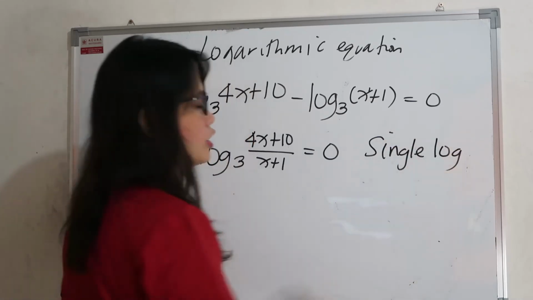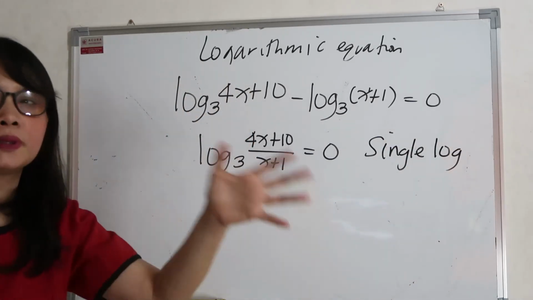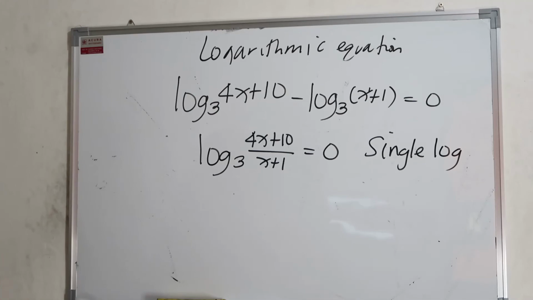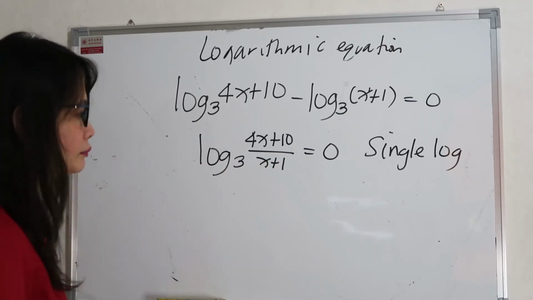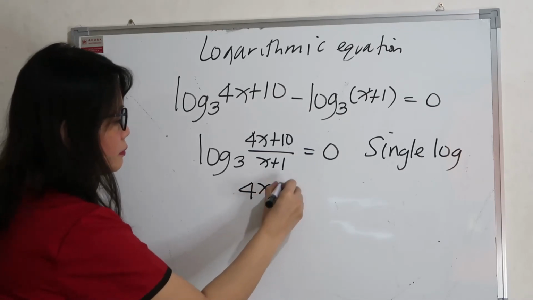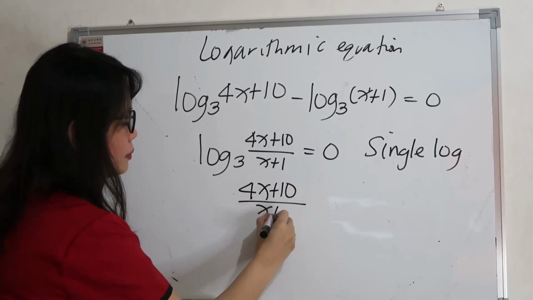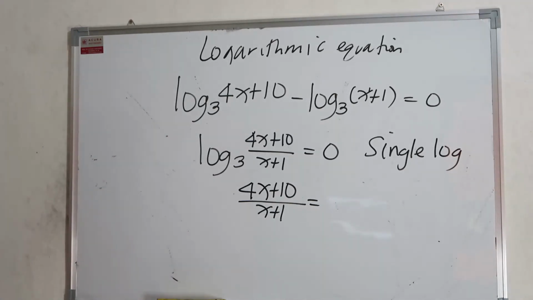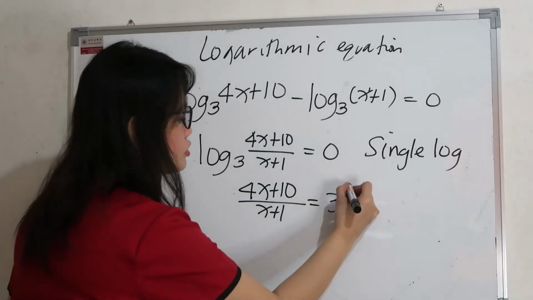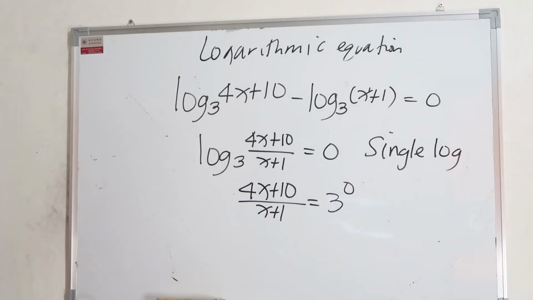Okay? Single logarithm. So if it's already single logarithm, can we apply now exponential expression? Yes, you can. So how do we do that? If we apply exponential expression, what will happen? It will become 4x plus 10 over x plus 1 equals, what? 3 raised to 0.